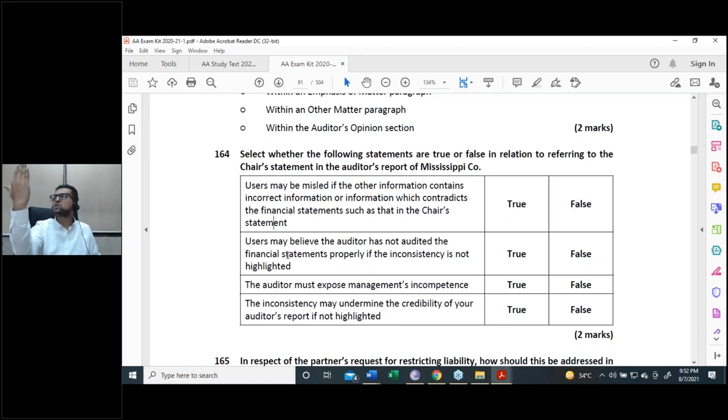You are going to check out the audited financial statements. You will realize that the revenue has grown by 7%. Then you are going to read the chairman's report. You will realize that the revenue, according to them, has grown by 20%. You are going to say, what's going on? Whether the chairman's report is wrong or the financial statement is wrong, or the audit report is wrong, what's going on? Yes, it is going to mislead and misguide the shareholders. So this statement is true.